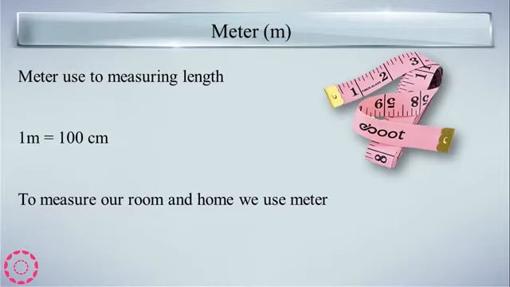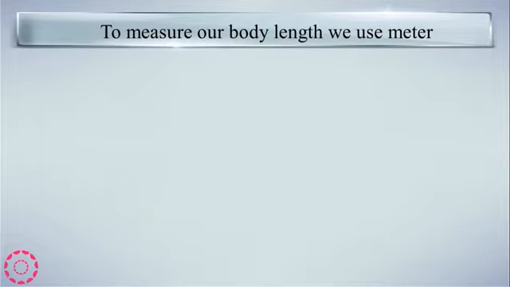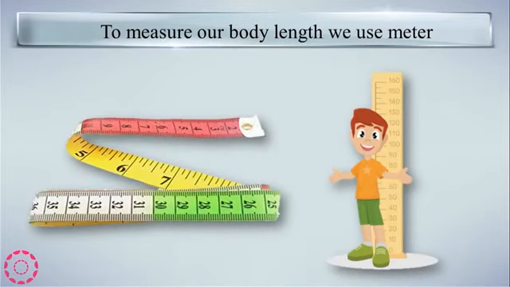For the distance from Kirkuk to Tyre, we use kilometers, but for the distance from room to room, you can use the meters. To measure our body length, we use meters. When you say I am 130, I am 150, I am 160, you use the meters. I am 1 meter 50 centimeters. Like that, you measure your length, your body.